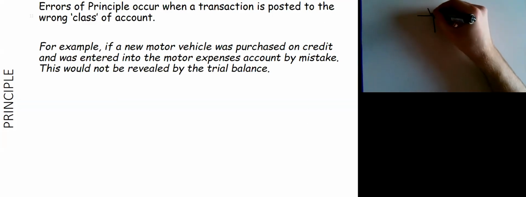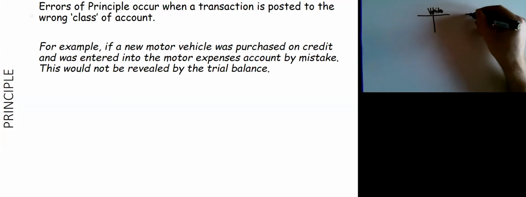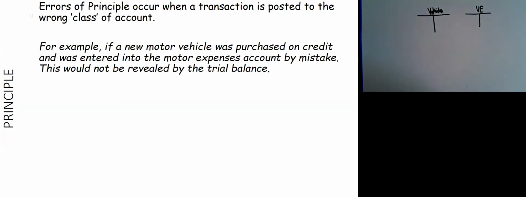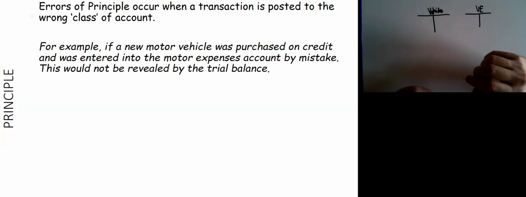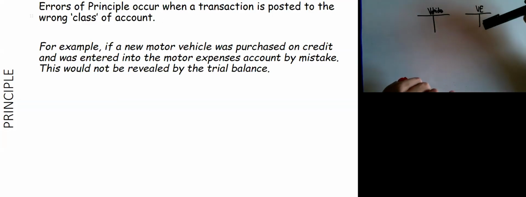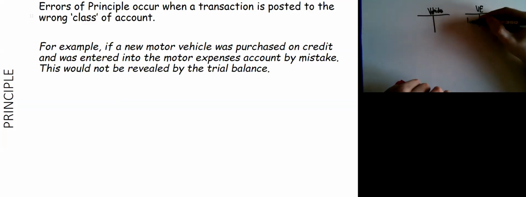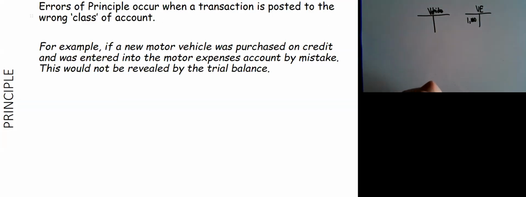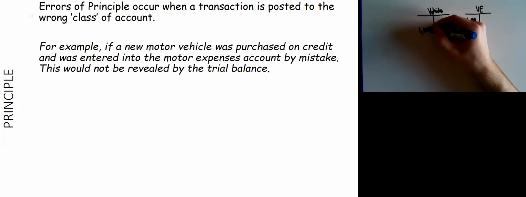So let's use the example of we bought a vehicle for £1,000 on credit. It was entered in the supplies account perfectly. However, instead of putting it in the vehicles account, I put it in the vehicle expenses account. So let's look at how it works. I've got vehicles, and I have vehicle expenses. I bought a vehicle for £1,000. It's an asset, so it should go on the debit side, but I've treated it as a vehicle expense. It still goes on the debit side. I put £1,000 there, but what I should have done is put £1,000 here.